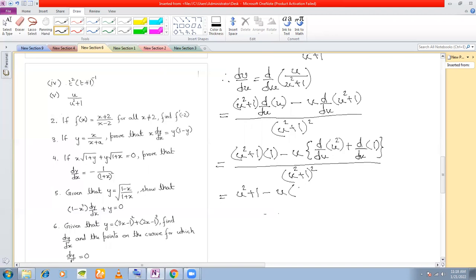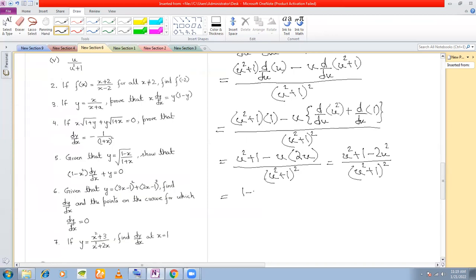So you get this as u square plus 1 minus u into ddu of u square, which is 2u to the power of 2 minus 1, simply 2u, and ddu of 1 is 0, where 1 is a constant, divided by u square plus 1 square. So you get here u square plus 1 minus 2u square divided by u square plus 1 square. So getting here 1 minus u square divided by 1 plus u square square. And that's your answer.